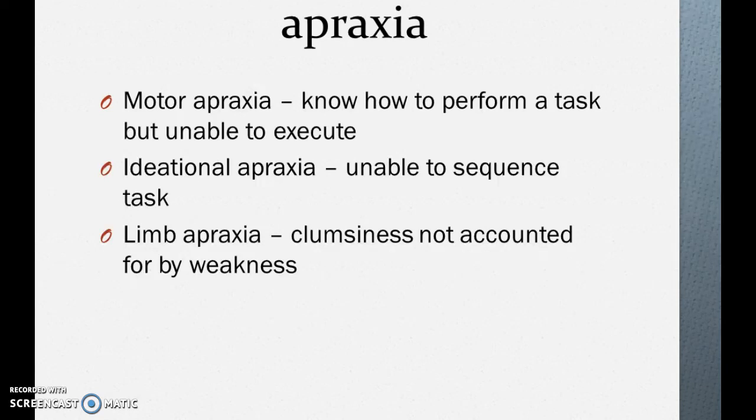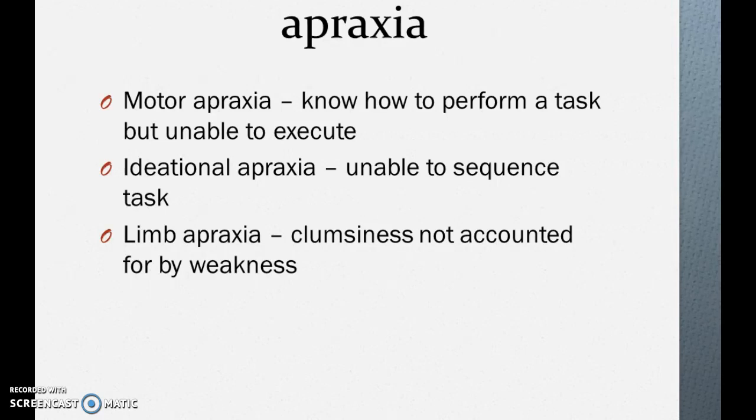With apraxia, this is common with either frontal or parietal lobe damage. You have motor apraxia, which is where a person knows how to perform a task, but they are unable to execute it. So they can verbalize how to do the task, but cannot perform it. For example, if you ask them to describe how to brush their teeth, they can discuss all the steps, but when they try to perform it, they're unable to do so.